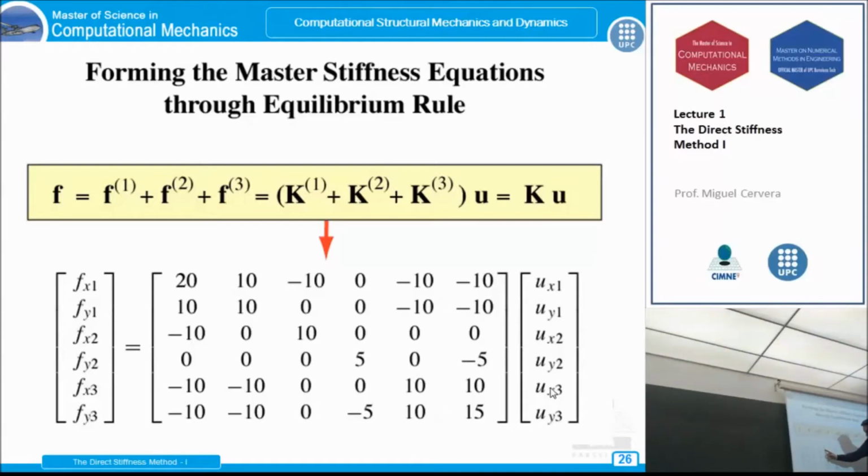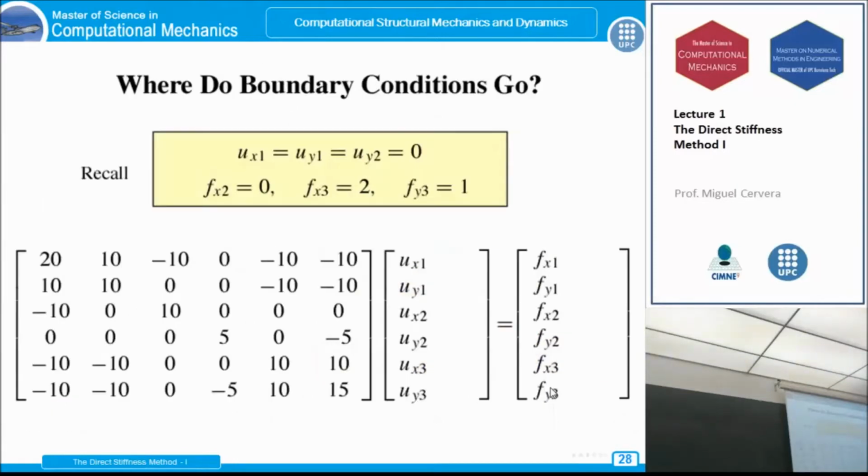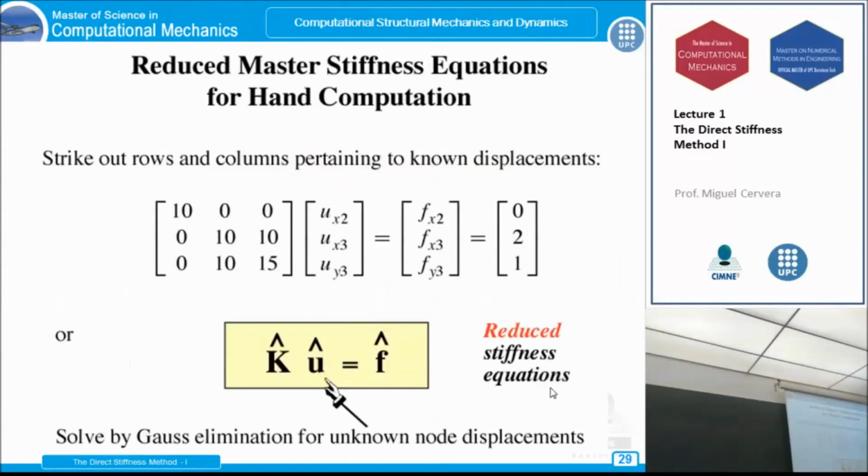The first column, why? Because all the numbers in the first column are multiplied by 0. And the first row, why? Because the first row is the equation to find out the ux, but we already know that ux is 0. So if we do this, we end up with this. Well, this is the same. We end up with this. We have deleted the rows and the columns corresponding to the degrees of freedom that we already know. And we have put the forces that we already know in their places.